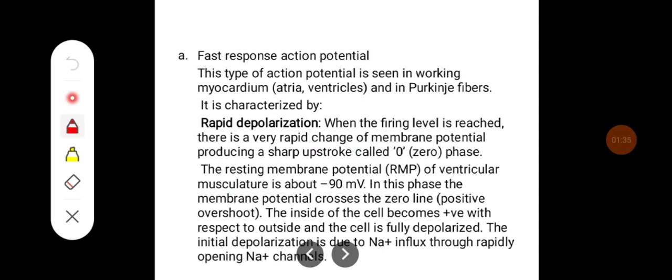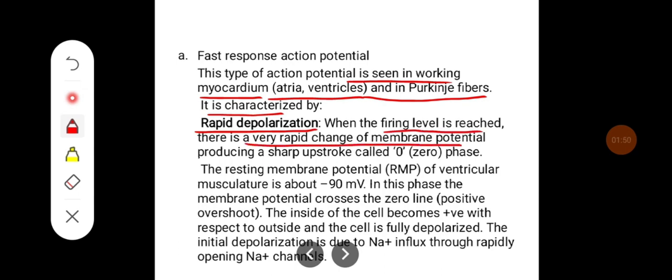Fast response action potential is seen in working myocardium, that is atria and ventricles, and Purkinje fibers, and it is characterized by rapid depolarization. When the firing level is reached, there is a very rapid change in the membrane potential, producing a sharp upstroke which is called the zero phase.